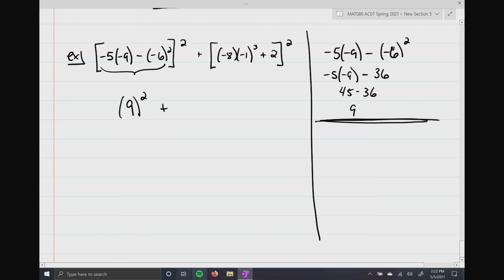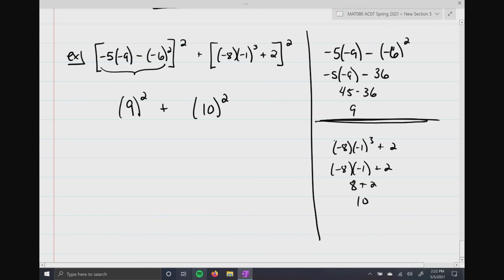Now I'm going to do the same thing here. I'm just going to rewrite inside the brackets. Now this is a little bit easier for us. We need to do the exponents first. -1 to the third power is still -1. Now a negative times a negative is a positive. 8 plus 2 is 10. And that is still raised to the second power also.